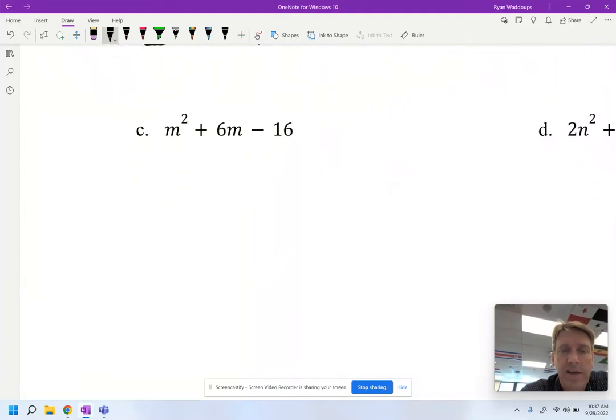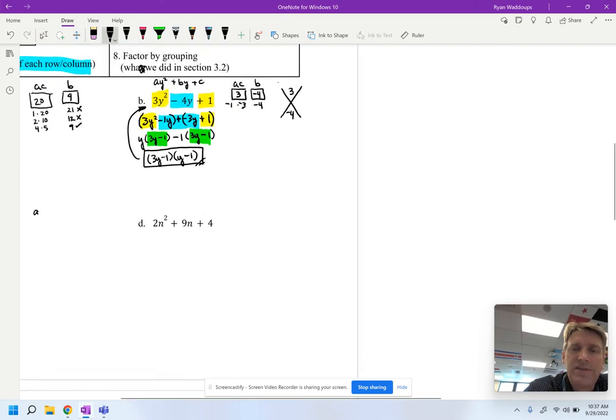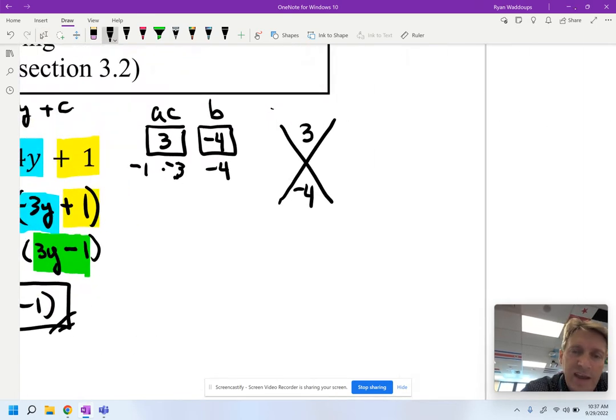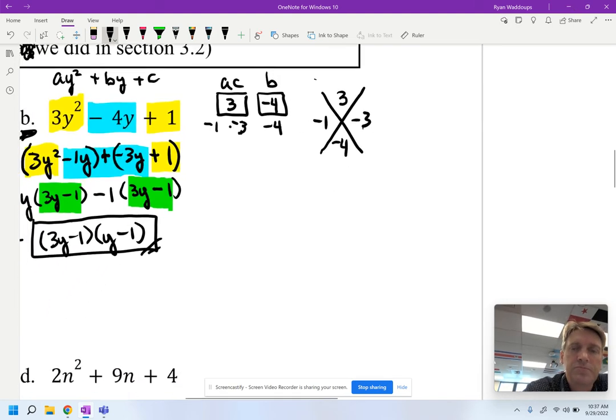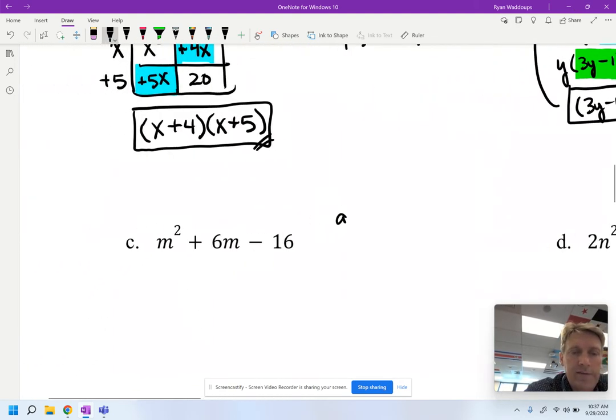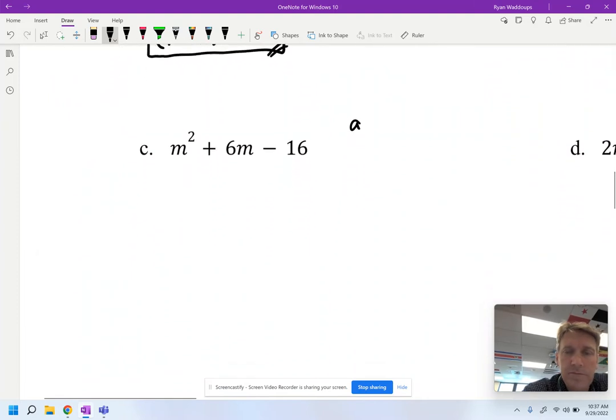m squared plus 6m minus 16. AC, oh, I'm sorry, this puzzle, I didn't use the puzzle, but if I put -1 and -3 here, this is the puzzle. -1 times -3 is +3, and -1 plus -3 is -4. All right.